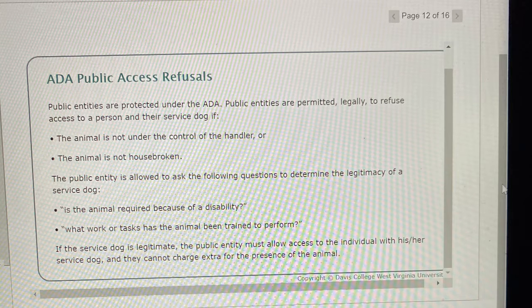ADA public access refusals. Public entities are protected under the ADA. Public entities are permitted legally to refuse access to a person and their service dog if the animal is not under the control of the handler or the animal is not housebroken. The public entity is allowed to ask the following questions to determine the legitimacy of a service dog. 1. Is the animal required because of a disability? And 2. What work or tasks has the animal been trained to perform? If the service dog is legitimate, the public entity must allow access to the individual with his or her service dog, and they cannot charge extra for the presence of the animal.